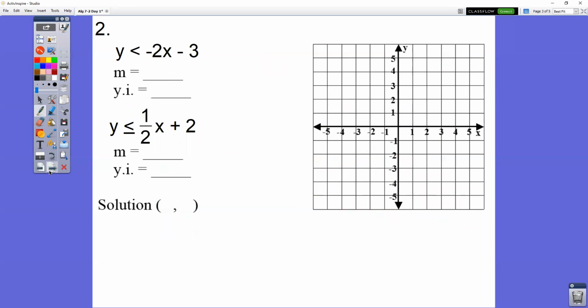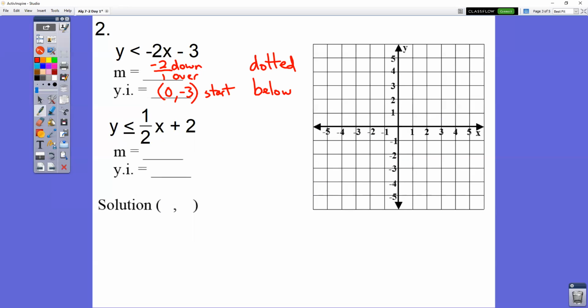Let's take a look at the next one. y is less than negative 2x minus 3. So what I have for this one is my slope is negative 2 over 1. That really means down 2 over 1. My y-intercept is 0, comma, whatever my plus or minus is. So 0, comma, negative 3. That's where I'm starting off at. Based on my inequality symbol, I don't see a solid line there, so this one has to be dotted. And it's less than, so I'm going to shade below the line.